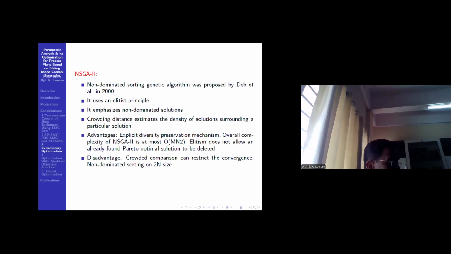Then it uses an elitist principle. Elitist principle means elite solution. Elite solution means the best solution over there. So these are the characteristics of the NSGA2 method.